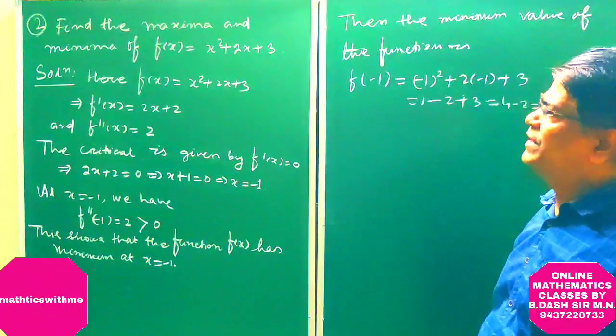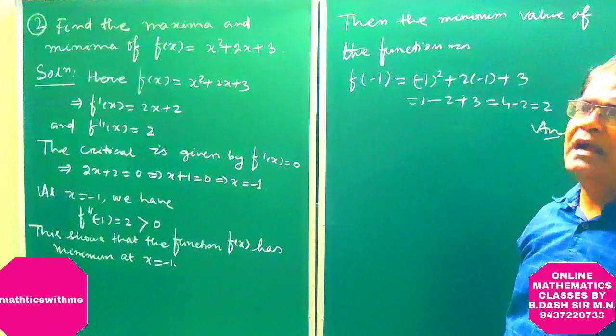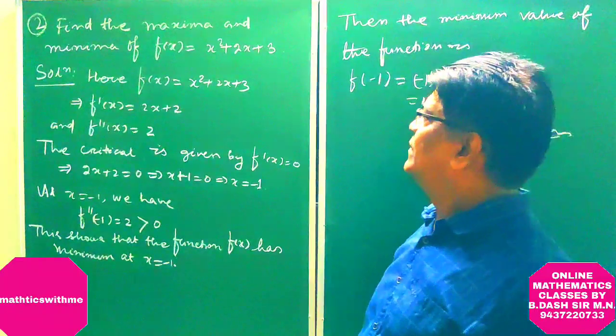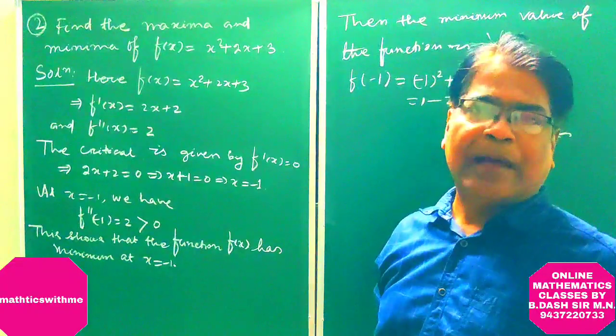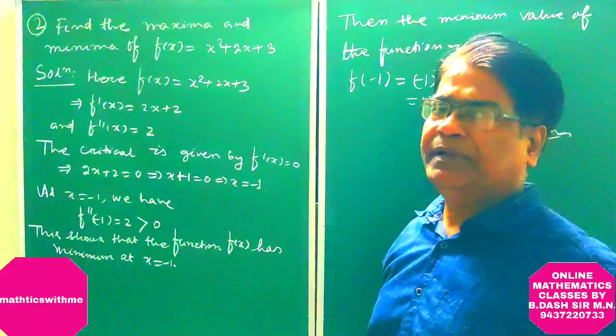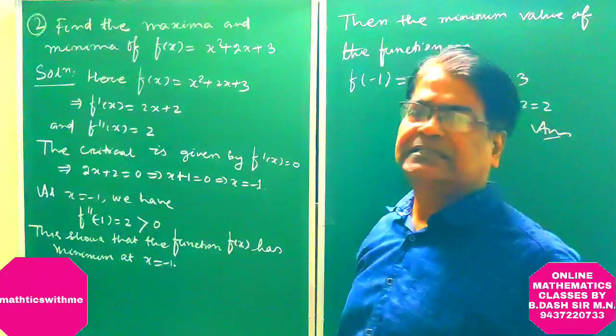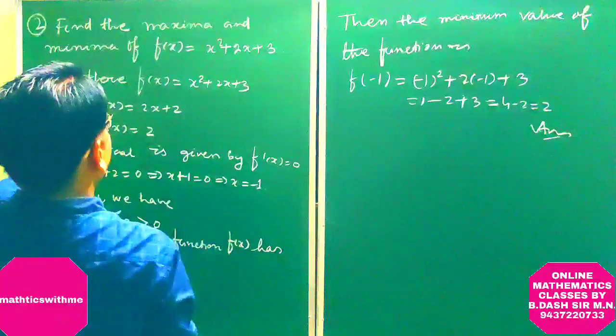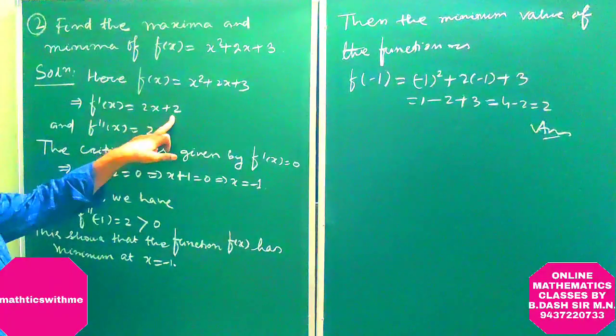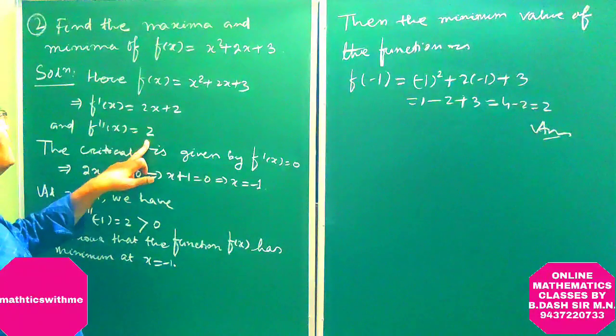So here the question is find the maxima and minima of f of x is equal to x square plus 2x plus 3. In order to find the point of maxima and minima, we have to first find f dash of x, then f double dash of x. Here f dash of x is 2x plus 2, f double dash of x is 2.